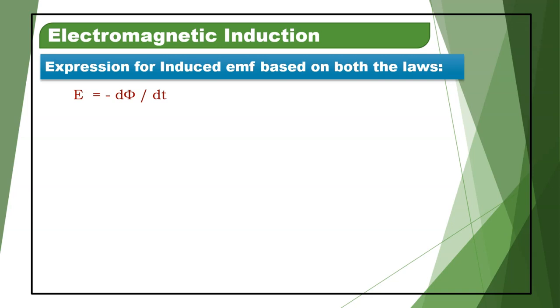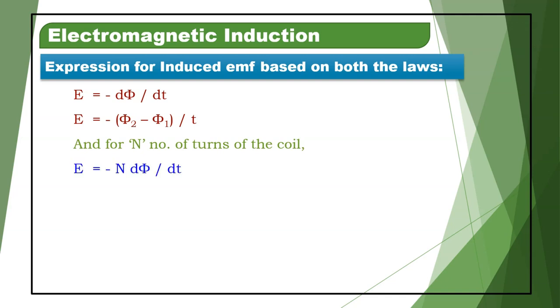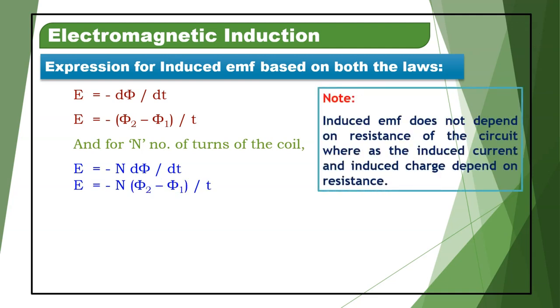So the expression for induced EMF based on both the laws: E is equal to minus d phi by dt. That means minus (phi 2 minus phi 1) divided by t. And N is the number of turns of the coil. So E is equal to minus N d phi by dt. I've put all these values there. If you have any doubts, you can ask in the chat session. So here the number of turns is equal to N, so I put the N term here.